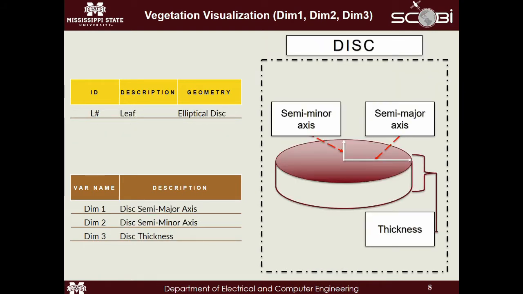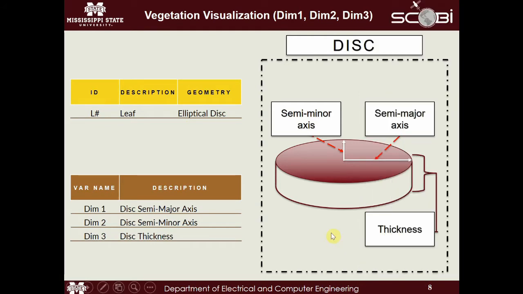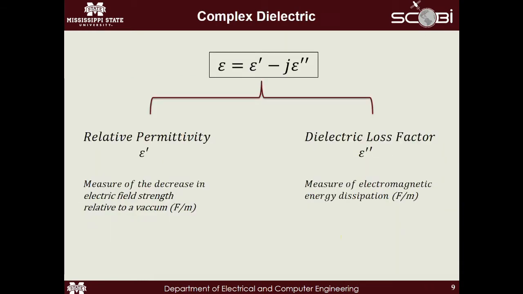So the disk is the reason why we needed 3 inputs. If you're using a leaf or something that requires an elliptical disk, your first input needs to be the size of the semi-major axis. The next, the size of the semi-minor axis. And finally, the thickness of the disk itself. So all 3 of those values are going to define some sort of elliptical shape or circular shape, if so be it. But that is defining a disk shape.